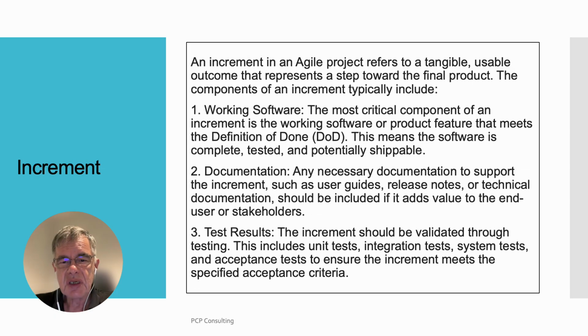An increment in an Agile project refers to a tangible, usable outcome that represents a step toward the final product. The components of an increment typically include working software. The most critical component of an increment is the working software or product feature that meets the definition of done. This means the software is complete, tested, and potentially shippable. Documentation. Any necessary documentation to support the increment, such as user guides, release notes, or technical documentation, should be included if it adds value to the end user or stakeholders.